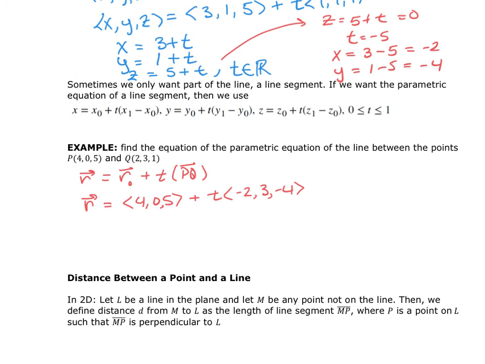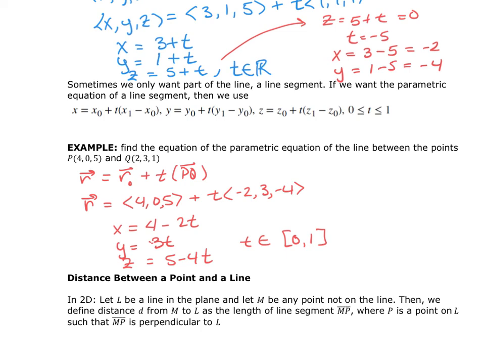Okay, so from there we know that x must be equal to 4 minus 2t. Y must be equal to 3t. And z must be equal to 5 minus 4t. This time we're in the interval between 0 and 1. And if you're thinking, didn't we just find that? Yes, we did. But this time my t is not all real numbers. T is in a specific interval.